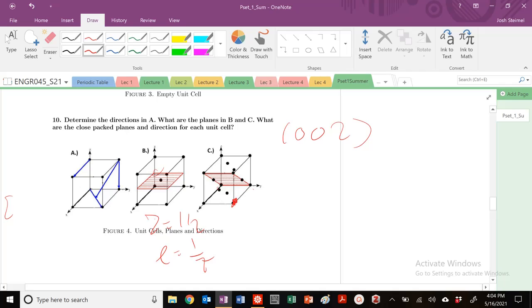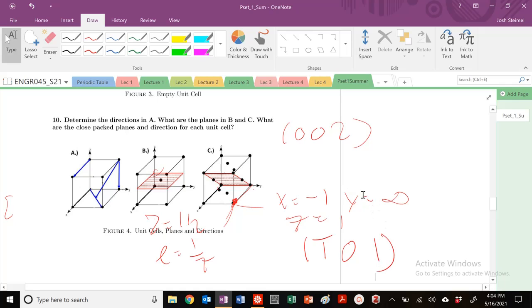What about here? Again, I intersect the origin. I need to redefine my origin. So if I draw that here, this is my new X, this is my new Y. So my X-intercept is equal to -1. My Y is equal to basically infinity. And then my Z is equal to 1. So my 1 hat, 0, 1.